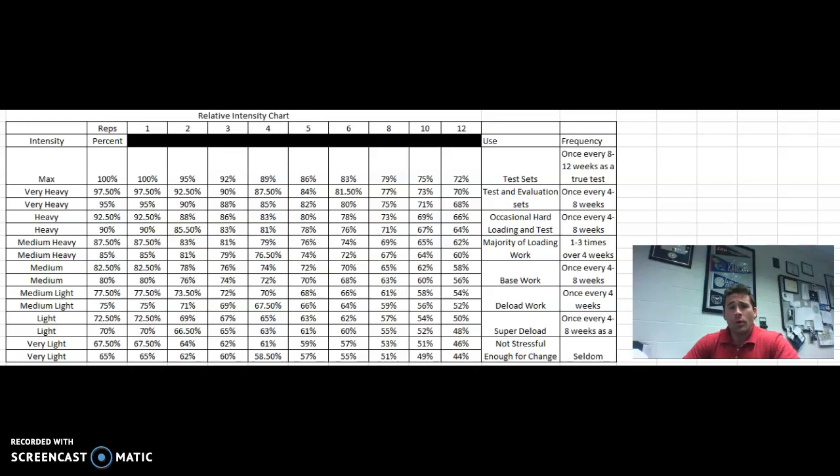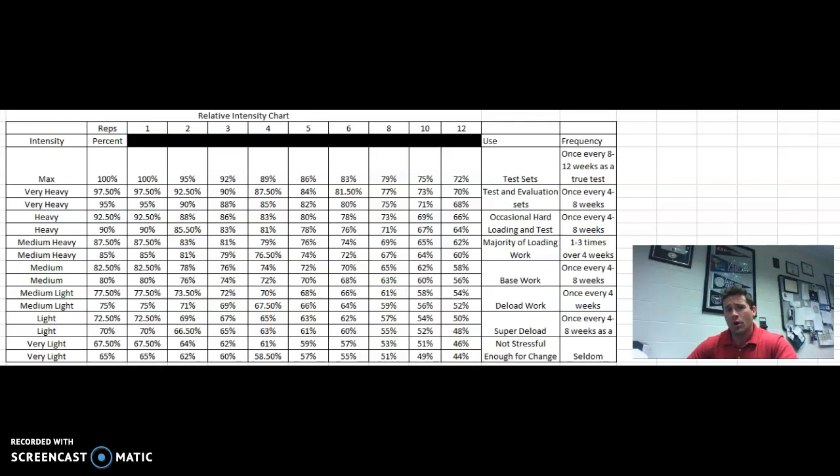Howdy. Today I'm going to talk a little bit about how you can use the relative intensity chart, specifically when you're writing your programs for your athletes, as a way to help increase performance. Now, this is working with athletes. This isn't necessarily going to be things like bodybuilding, and this is going to be mostly geared towards trying to increase maximal strength and general athletic performance.